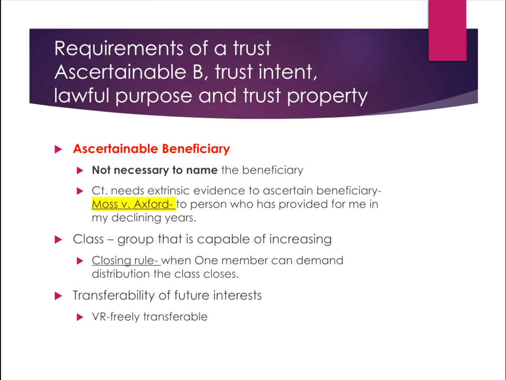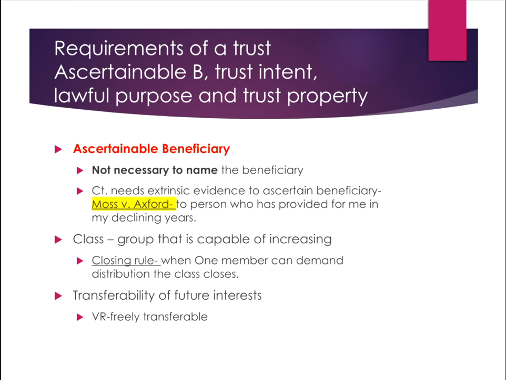All right, so remember we've talked about the requirements of a trust, and the one that we're going to be focusing on in terms of the rule against perpetuities is the beneficiary, because a trust can be established for multiple beneficiaries. From Moss v. Axford, we know all that we need is that a court, using extrinsic evidence, simply needs to ascertain who the beneficiary is.